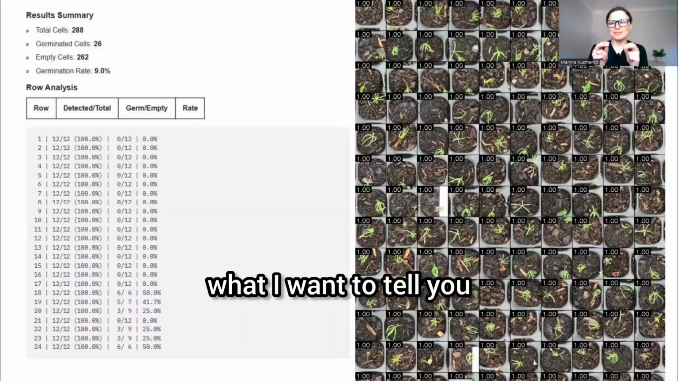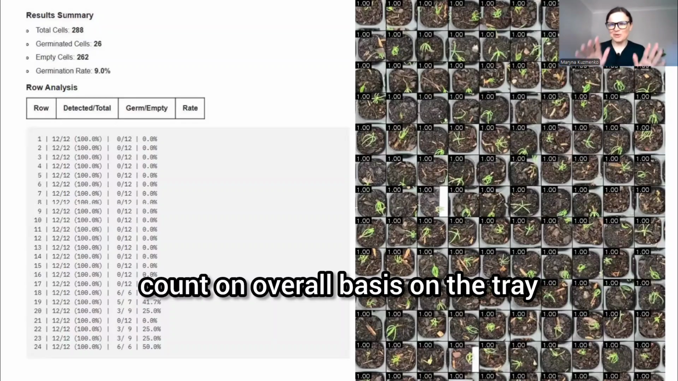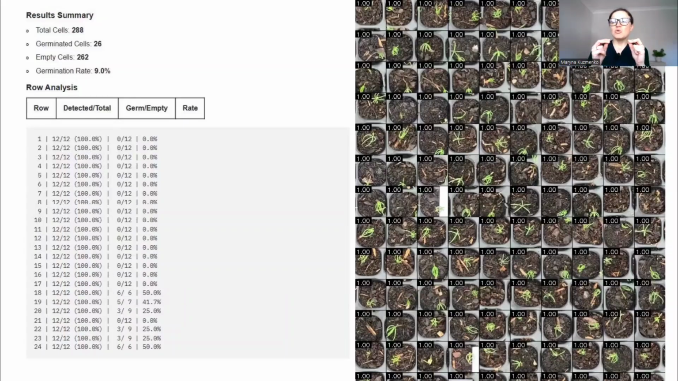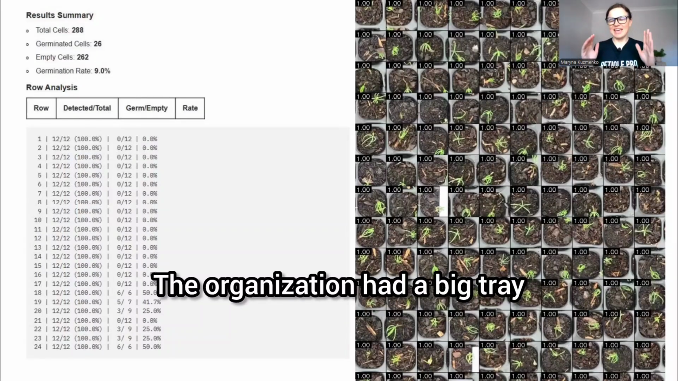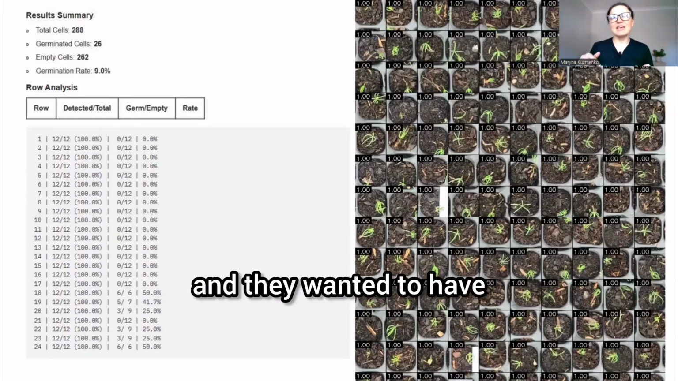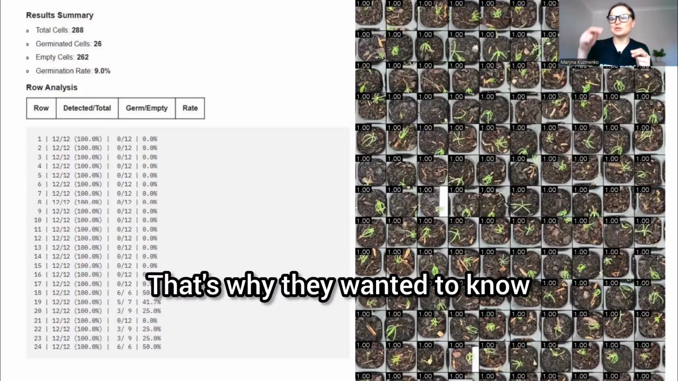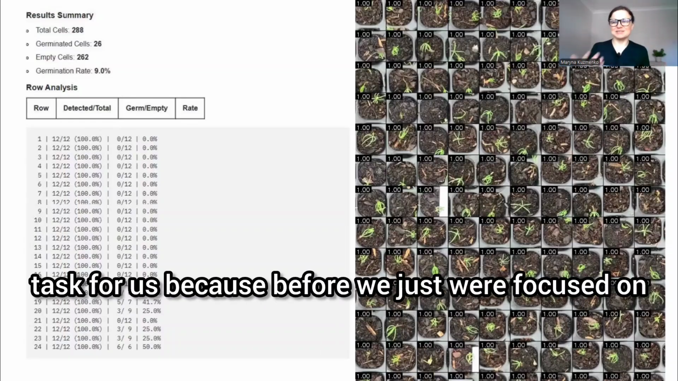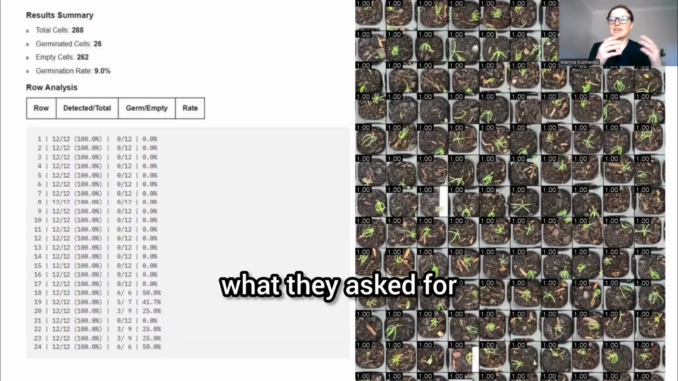Regarding this information, what I want to tell you is that it is possible not just to have this count on an overall basis on the tray, but also we got a request from one of the growers who was saving the material, saving the tray. So the organization had a big tray and they wanted to have a few varieties in the same tray. That's why they wanted to know the germination per row. And it was quite a new task for us, because before we were just focused on the full picture. And now we needed to calculate what they asked for.